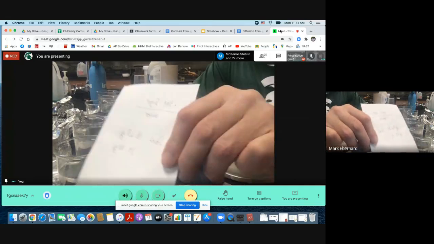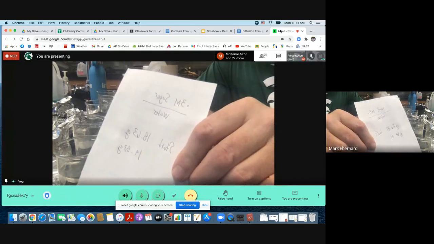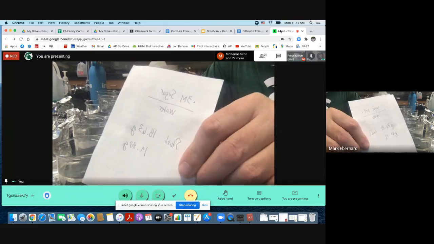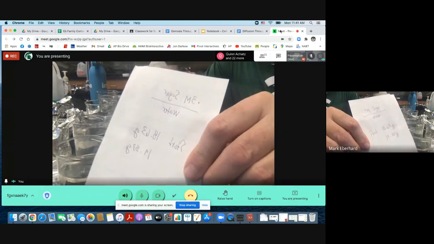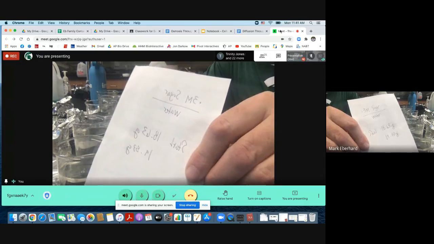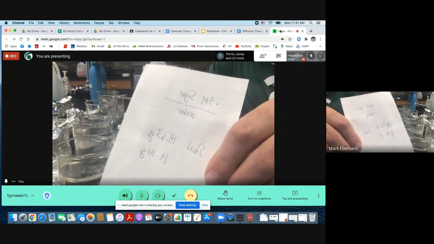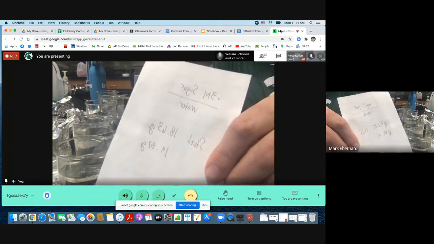So above the line was what I put in the tube. I put 0.3 moles sugar in the tube. Below the line is what I put in the beaker. That was water. And then there's the starting mass, 18.63. And in this case, the ending mass was 19.831. This particular tube gained about 1.2 grams.